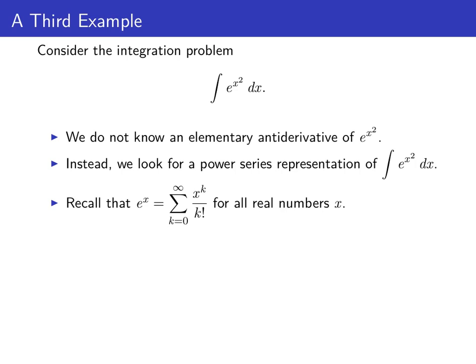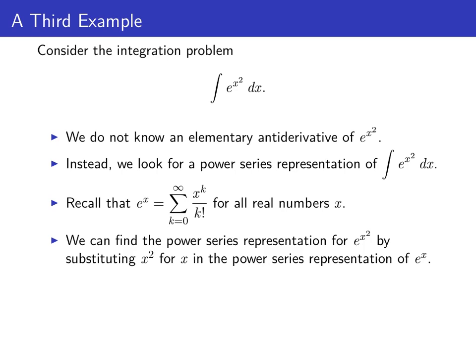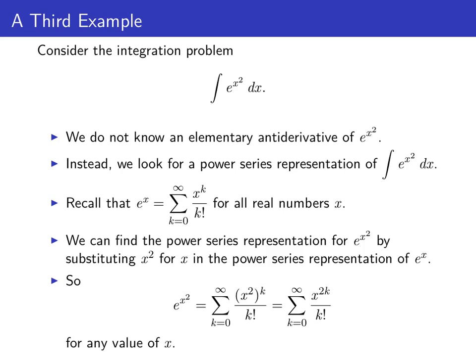This was the Taylor series expansion for e to the x centered at 0. We can then find the power series for e to the x squared just by substituting x squared in for x in this power series for e to the x. So we have e to the x squared is the sum as k goes from 0 to infinity, x squared to the k over k factorial. That's the sum as k goes from 0 to infinity, x to the 2k over k factorial. And this is valid for all values of x.